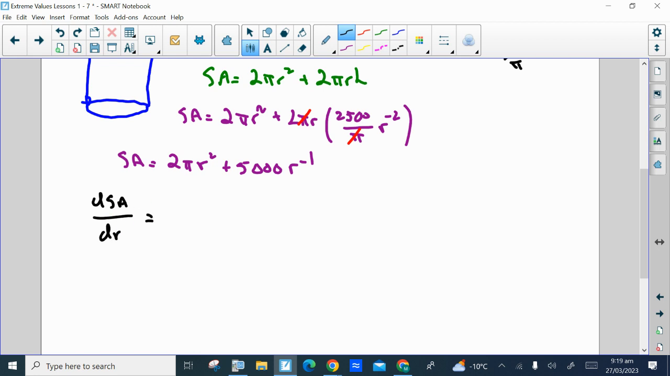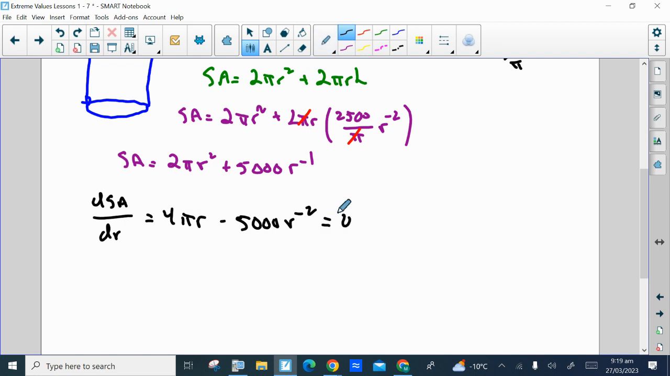It's a derivative of area with respect to r, the radius, or derivative of surface area, I should say. So when we differentiate, it'll be 4 pi r. Again, there's only one variable here. Pi is a constant. So 4 pi r minus 5,000 r to the negative 2. Oh, that's right. Minus 5,000 r to the negative 2 is correct.